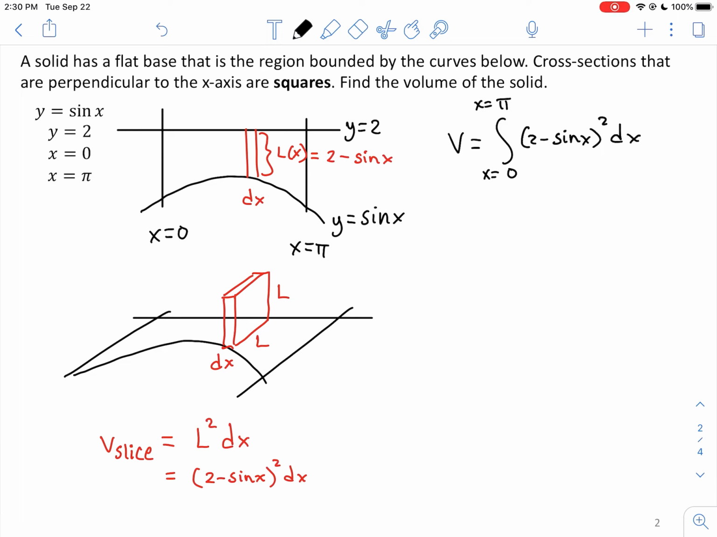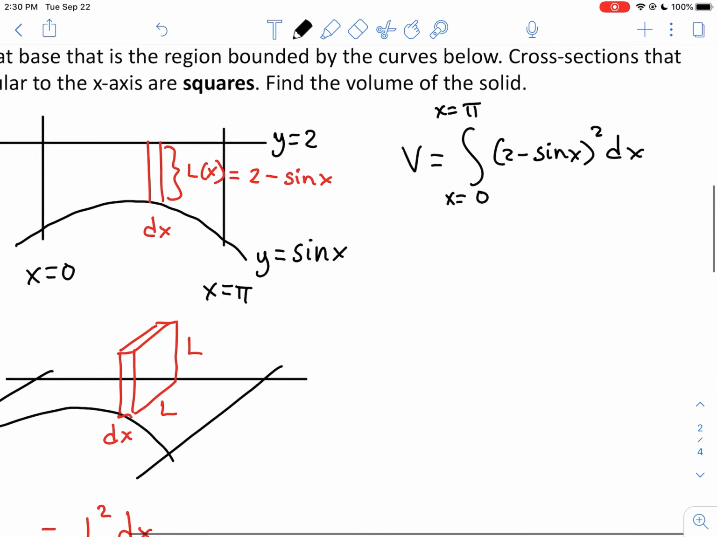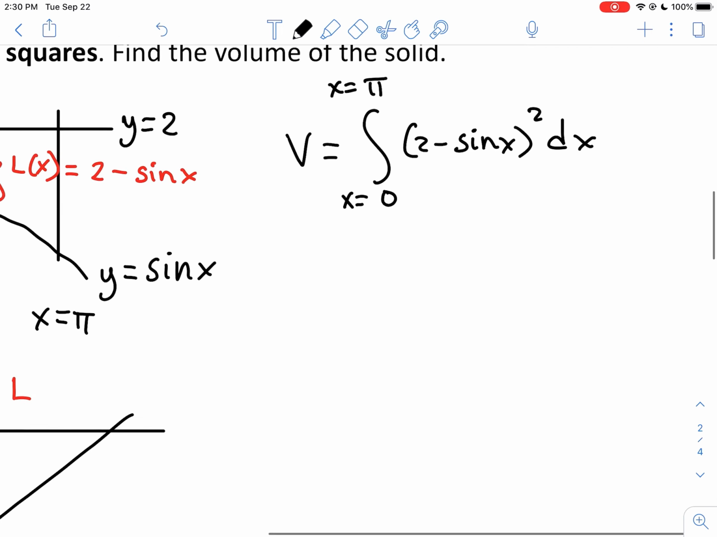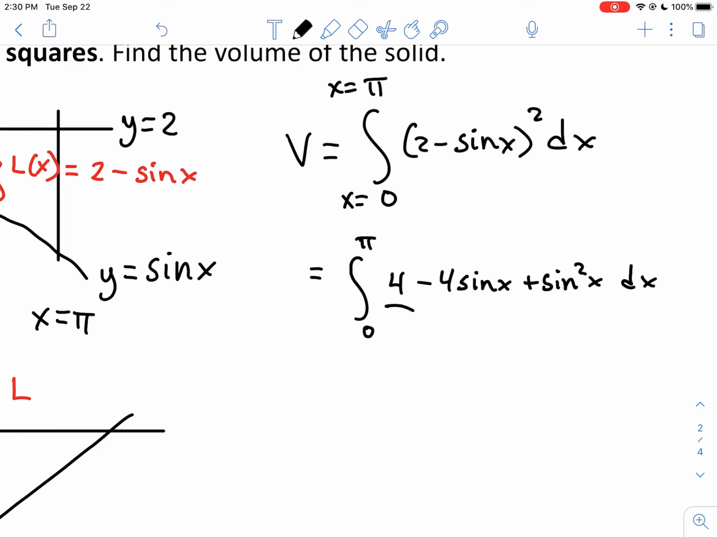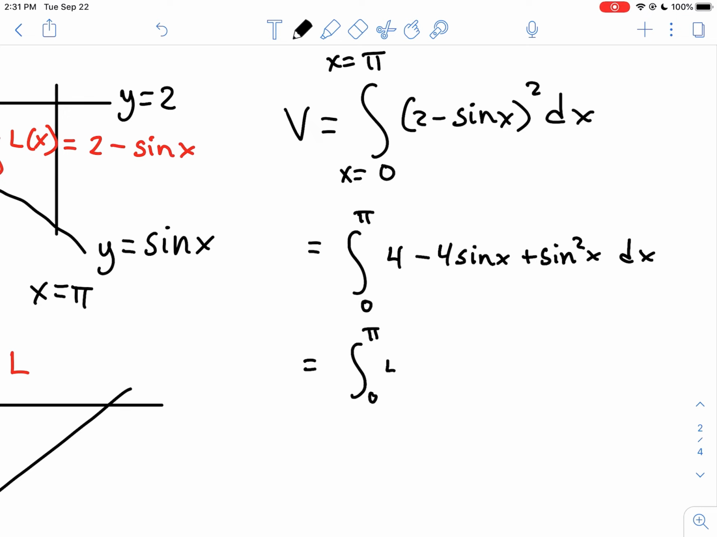Now we just do the integral of that, which means add them up from all the slices, all the volumes from 0 to pi. Now in order to finish this integral, we have to do some foiling. So our volume is going to be the integral from 0 to pi. When you FOIL this, you get 4 minus 4 sine x plus sine squared of x. This I can integrate, but this requires the power reducing identity. So I'm not going to do any integration until I'm fully prepped with everything. So the power reducing identity for sine squared is 1/2 and then 1 minus cosine of 2x. Then I'm going to distribute the 1/2 and combine the 1/2 I'm going to get right there with that 4.